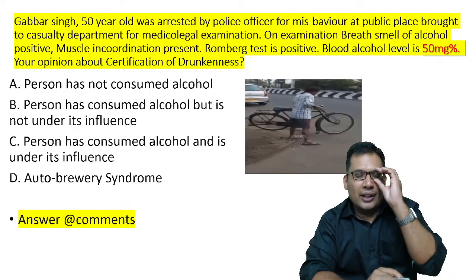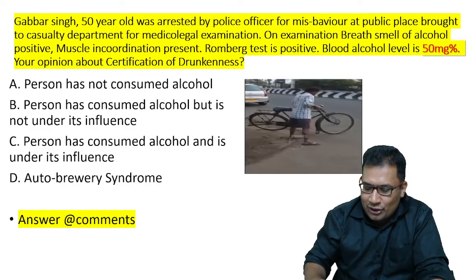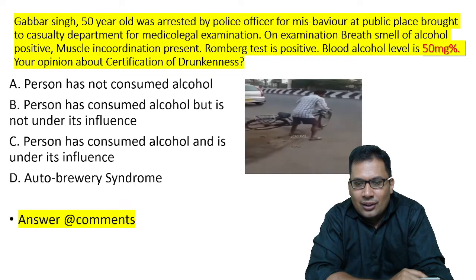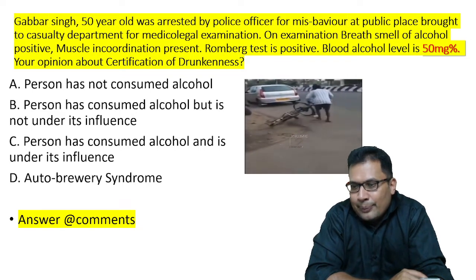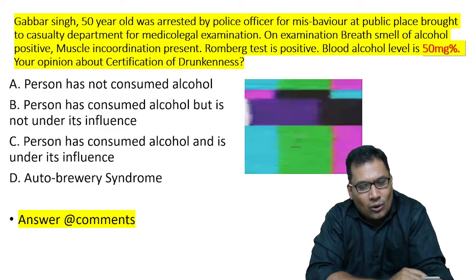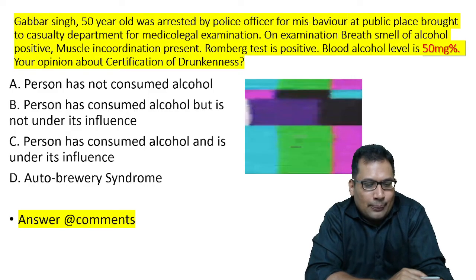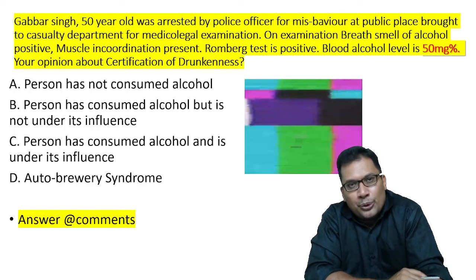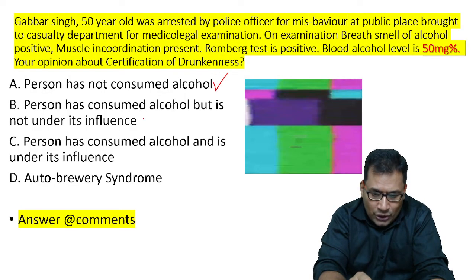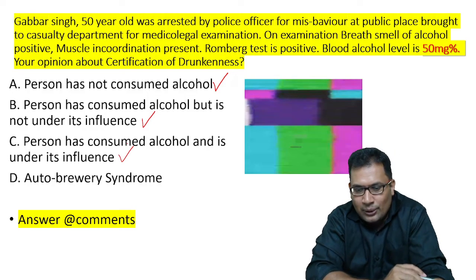And the last question you can answer in the comment section. A 50-year-old person is arrested by a police officer for his misbehavior at a public place. On examination, there is a smell of alcohol from the breath and mouth. Muscle incoordination is present. Romberg test is positive. Blood alcohol level is 50 milligram percentage. Your opinion about certification: option A, person has not consumed alcohol. And B, person has consumed alcohol, not under influence. You can see person has consumed alcohol.